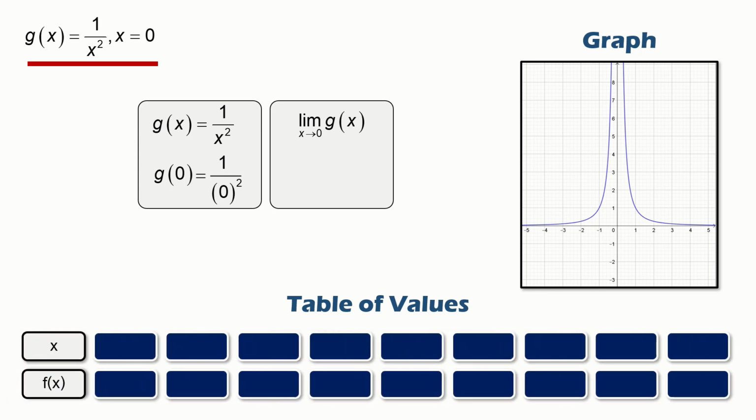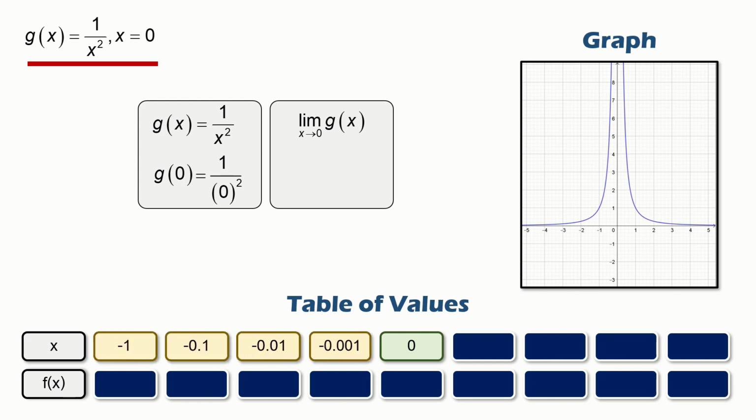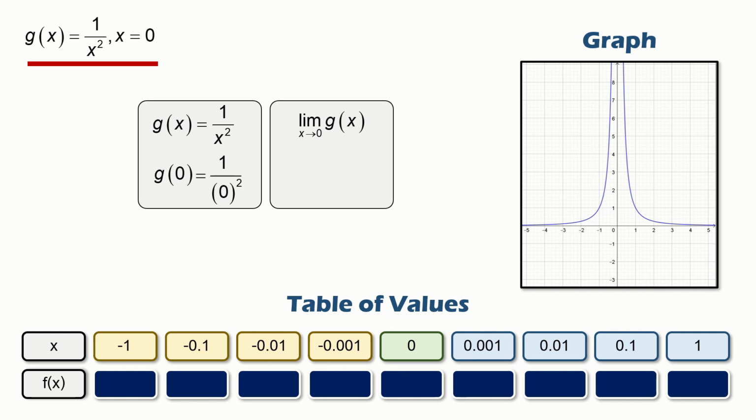Set the table of values as x is approaching 0 from either side. From the left, I used negative 1, negative 0.1, negative 0.01, and negative 0.001. On the other side, I used 1, 0.1, 0.01, and 0.001. Then substitute each x value to the function. I'll give you 5 seconds to think whether to pause this video and complete the table on your own, then check your answers afterwards, or continue watching the video.